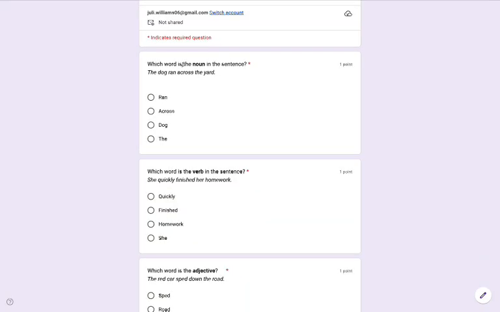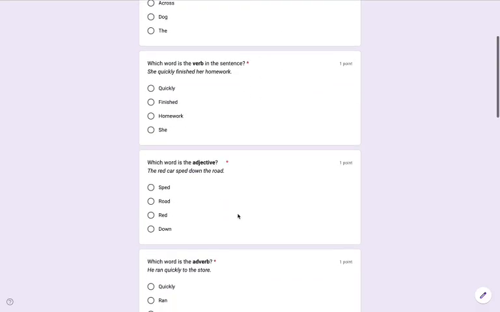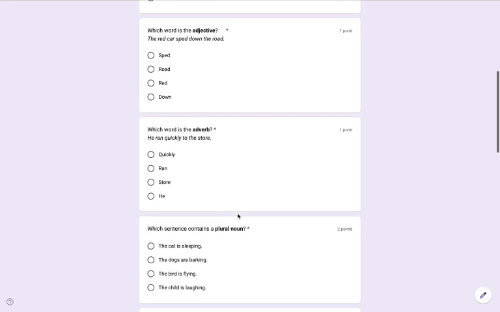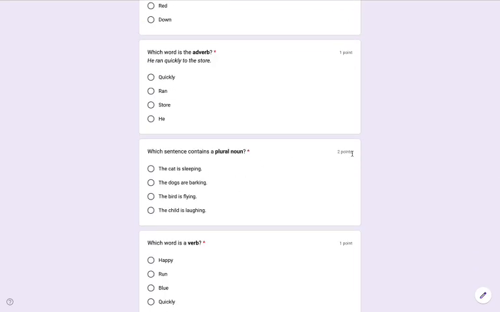So it's 10 questions. It has a few multiple choice, which is this one, which is: which word is the noun in the sentence, the dog ran across the yard. It will let the students pick which is the correct answer, and they will get 1 point for that. And they get 1 point for all of the multiple choice ones. So these next few is multiple choice. Here's a 2-point multiple choice, which is: which sentence contains a plural noun. It's a harder question, and it allows the students to determine which is the plural noun in this.